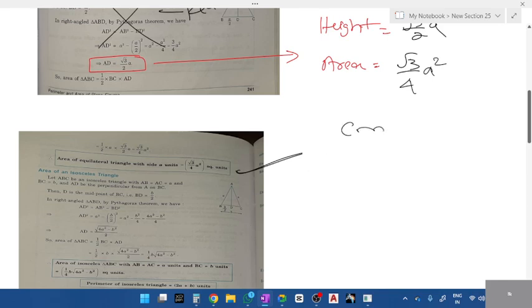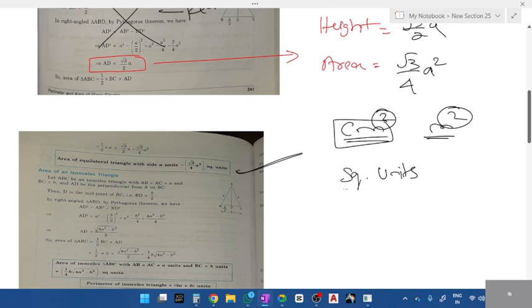Okay. For example, we used to write centimeter square, meter square. This is known as square units. What do we call them? What do you call the centimeter and meter? We call them units. And what is the power here? Square or cube? Square. That is what they've written, square units. Simple. Okay, you can't write unit square, you have to write square unit.